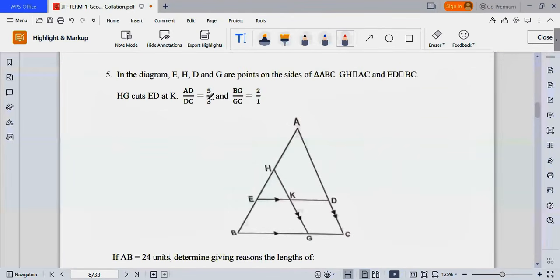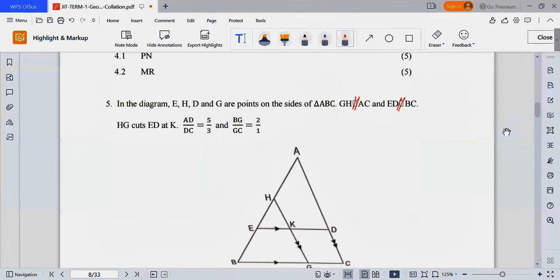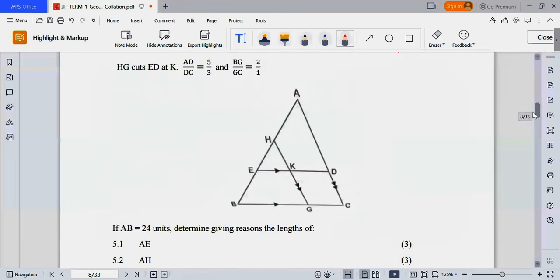Question 5: you are given in the diagram E, H, D, and G are points on the sides of triangle ABC. GH is parallel to AC and ED is parallel to BC. HG cuts ED at K. AD over DC is 5 over 3 and BG over GC is 2 over 1. So we are given ratios, right?